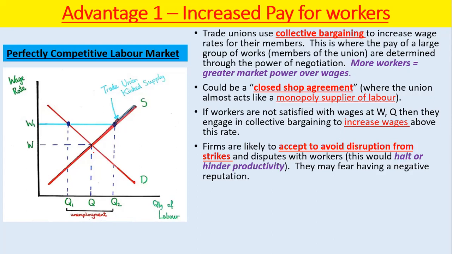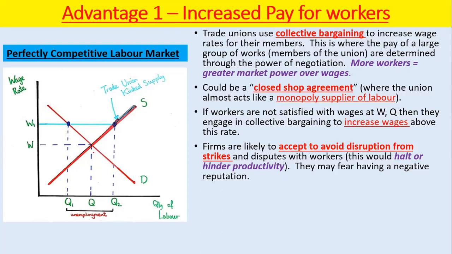Firms are likely to accept a trade union markup to avoid disruption from strikes and disputes with workers. This would halt or hinder productivity. They may also fear having a negative reputation. So employers are likely to engage with unions in bringing about this trade union markup, because one of the things they don't want is that if members do not get their union markup, that increase in pay or improved working conditions, etc., they could potentially go on strike. And strikes cause disruption to productivity.